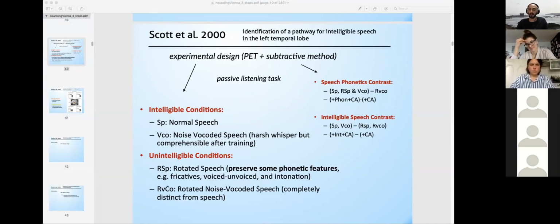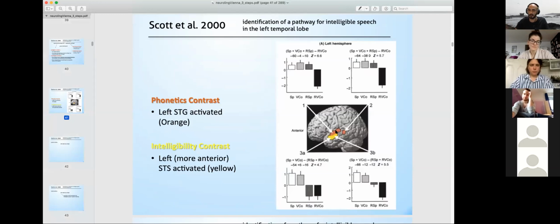So in order to investigate the intelligible condition, they would contrast this with the rotated noise vocoded speech, which was this one. So you keep the envelope of the amplitude of the signal. And here you hear some intonation and some vowels, some phonetic features. Here you don't, just noise. And by comparing this to this, as a result, you got the phonetic contrast, the activation of the superior part of the superior temporal gyrus.